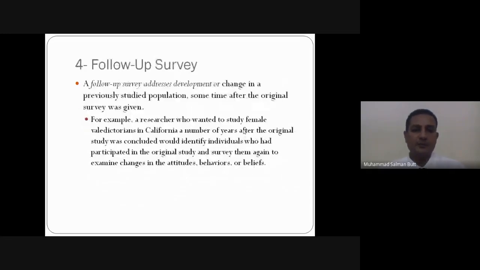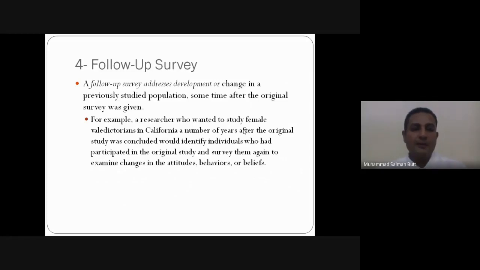The last category of longitudinal survey research is the follow-up survey research. The follow-up survey research addresses the development or change in a previously studied population sometime after the original survey was given. So it is simply a study of one population over a period of time: you collect the data at one point in time, and then after some period of time you decide to collect the data again from the same population. You are studying the same population after some period of time, and that is known as the follow-up study.